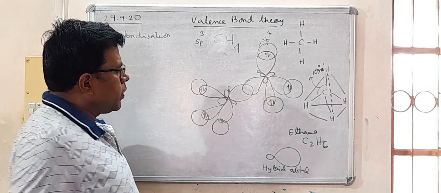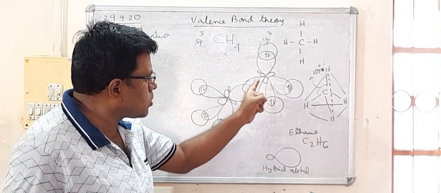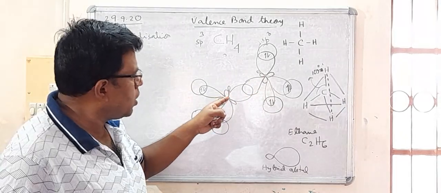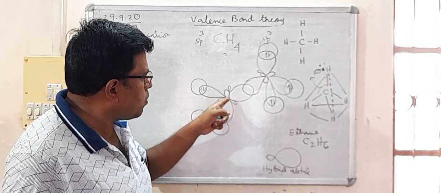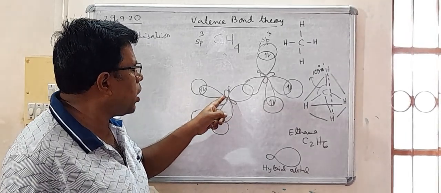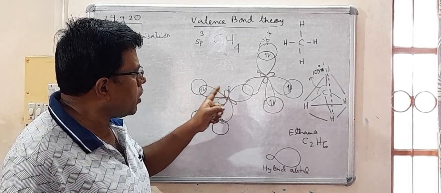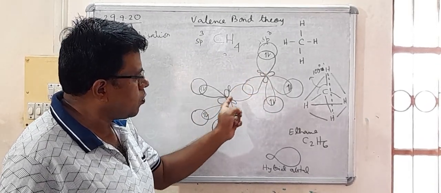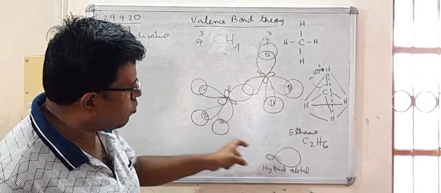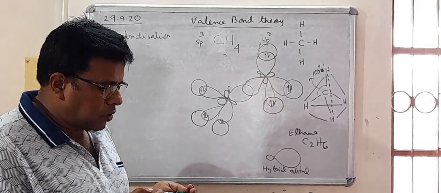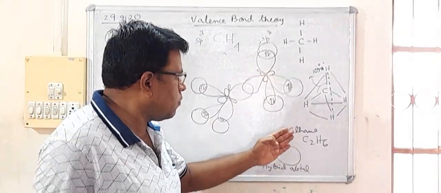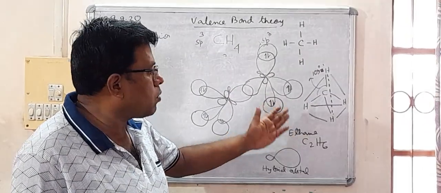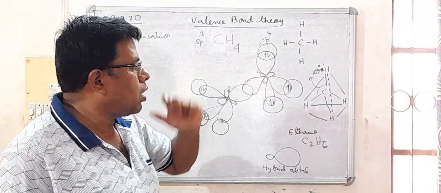And what is this bond? This bond has been formed by overlap of the sp3 of this carbon atom and the sp3 of this carbon atom. So this is how it is formed. So this is the orbital diagram of ethane. Now I'm sure in this way you can make the orbital diagram of other hydrocarbons like propane or butane and so on.